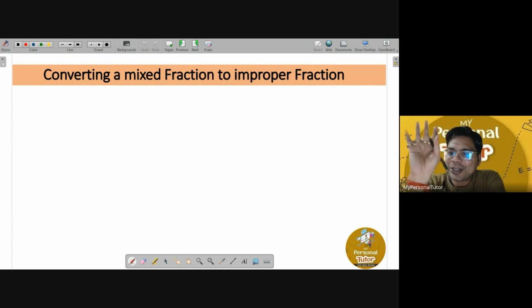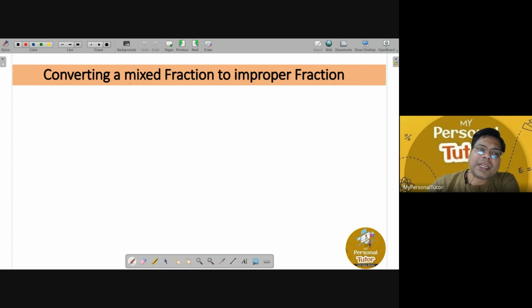Proper fractions, you can't do anything. It is as it is. I repeat once again, proper fraction, you cannot do anything at all. It is as it is. But mixed fraction can be converted to improper fraction, and improper fraction can be converted to mixed fractions.